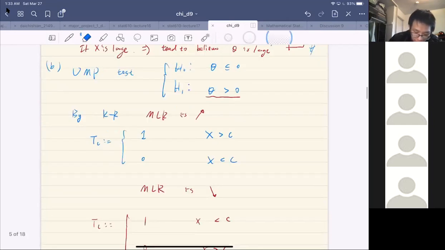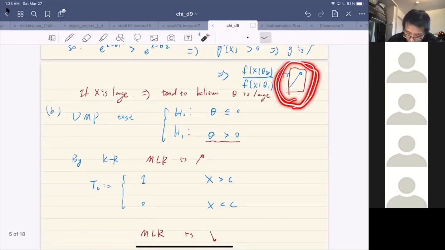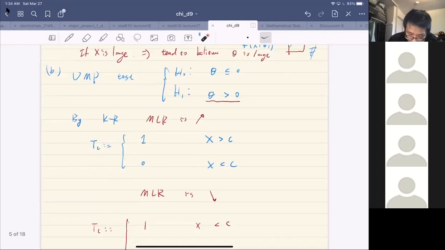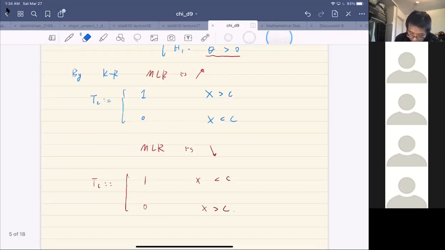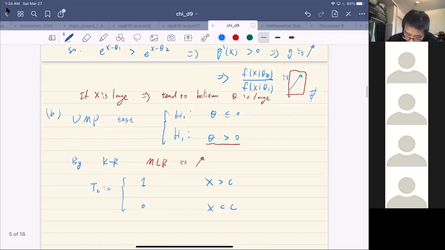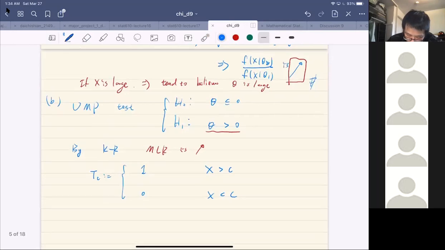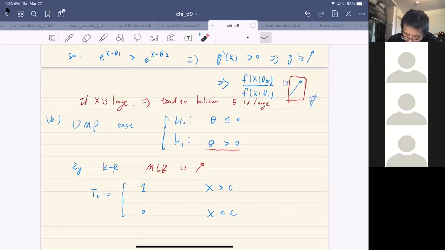So it's very important to make sure you figure out whether it's increasing or decreasing, and it also depends on the test. Increasing means if x is large, then this y is large, so we would prefer theta is large.